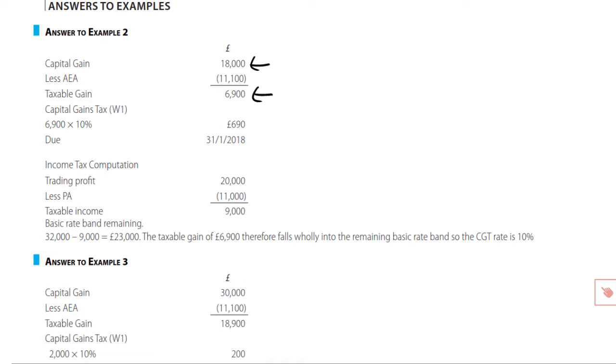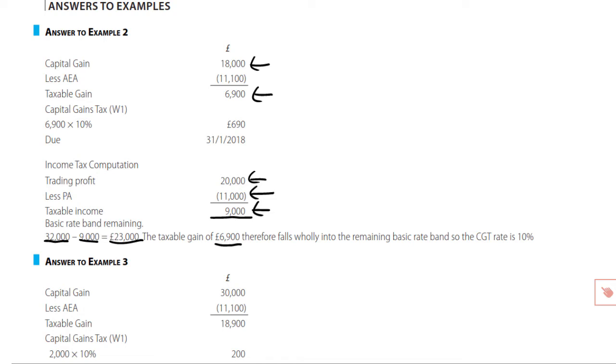Firstly, off the income tax computation, where we were told trading profit 20, we were given the income, we had to work out the taxable income, we had to deduct, therefore, the personal allowance. That told us taxable income 9,000, basic rate band 32, taxable income 9, remaining basic rate band 23. We had a taxable gain of £6,900, so the lower of the lower or higher rate would apply.